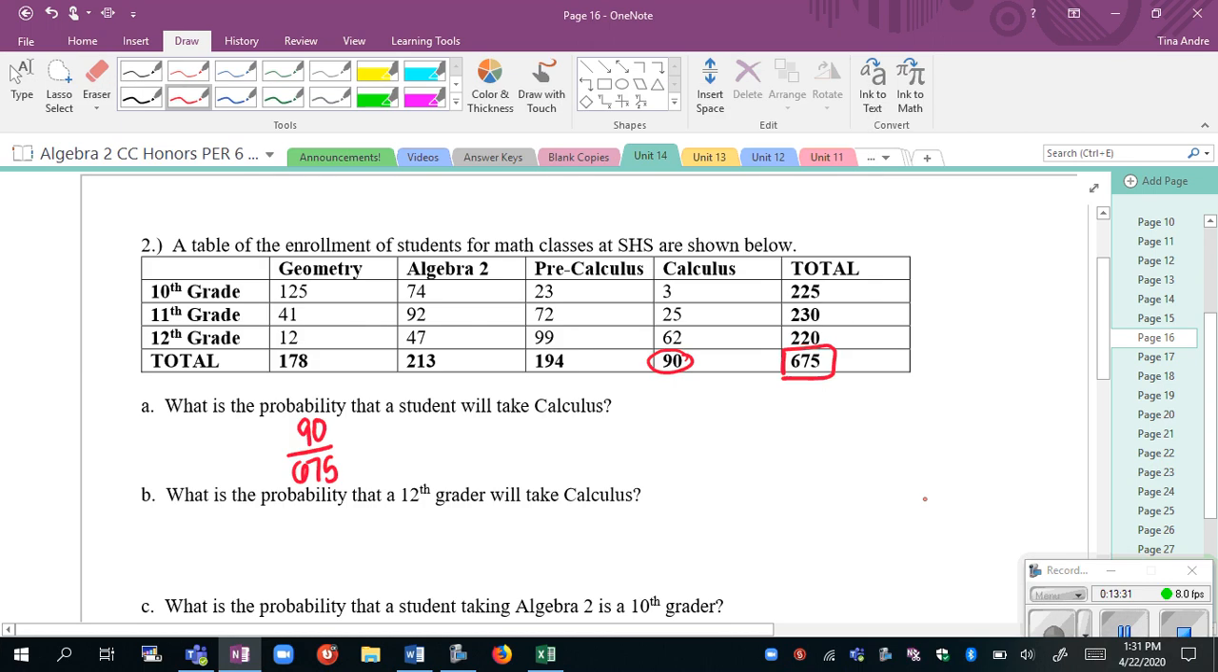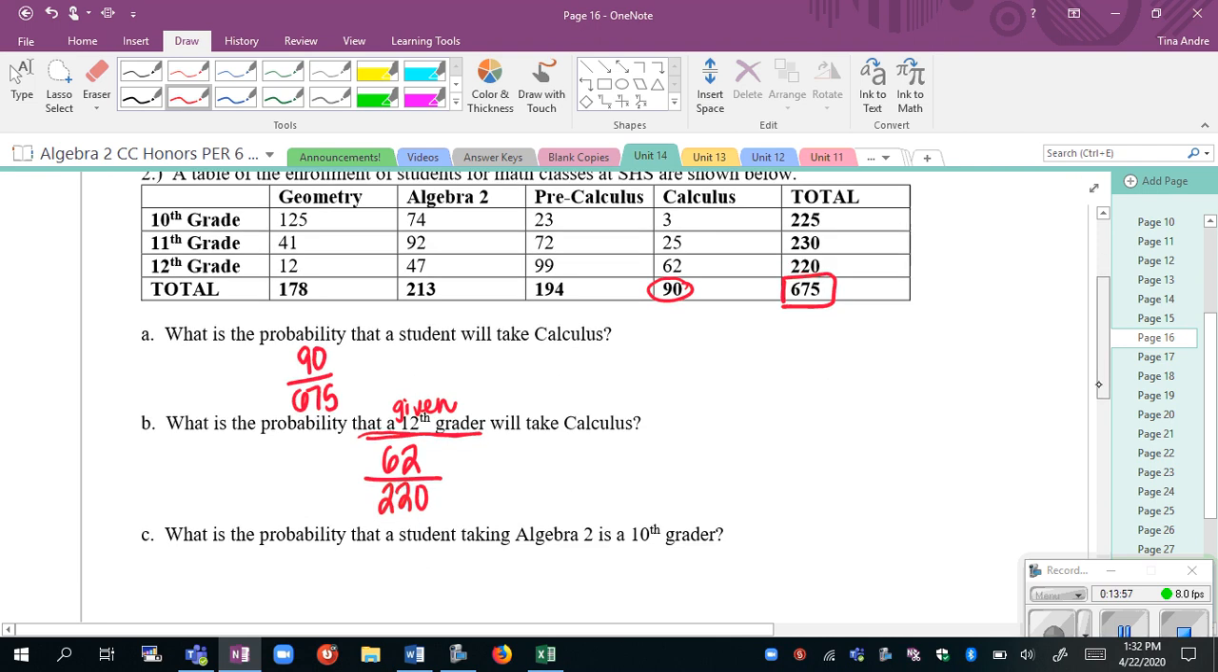And then it says, what is the probability that a 12th grader will take calculus? Now we're saying that given that they're a 12th grader, what's the probability that they'll take calculus? Out of all of the 12th graders, there's 220 12th graders, what's the probability that they take calculus? So 62.